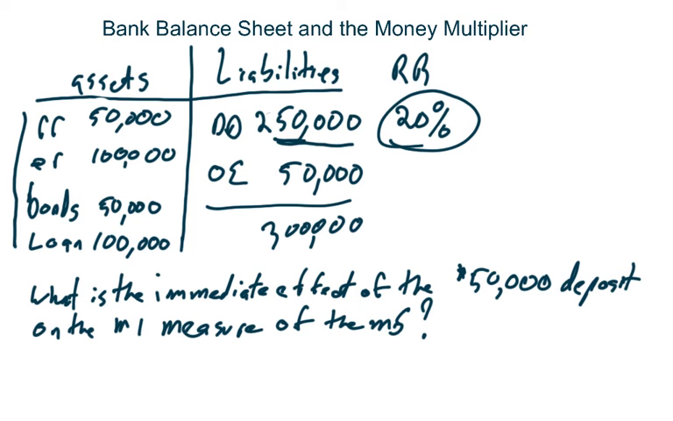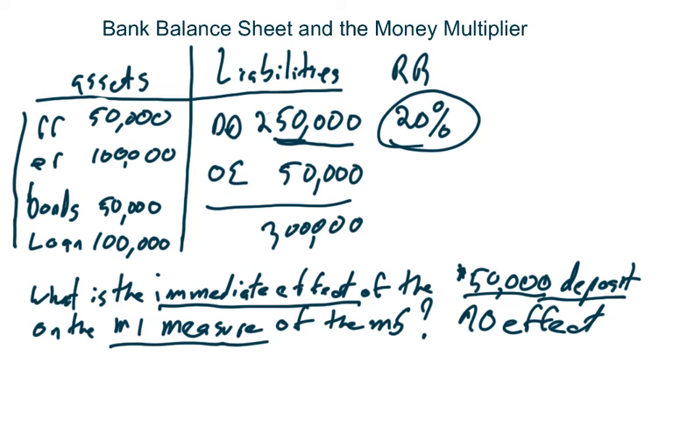Guys, the answer is there is no effect whatsoever. Why? In order for somebody to have deposited that $50,000, it already needed to be part of the M1 measure of the money supply. Now, if they ask you how much money could be created with a $50,000 loan, that's a different question. But the question is, what is the immediate effect of the $50,000 deposit on the M1 measure of the money supply? And the answer is that there is no effect whatsoever.